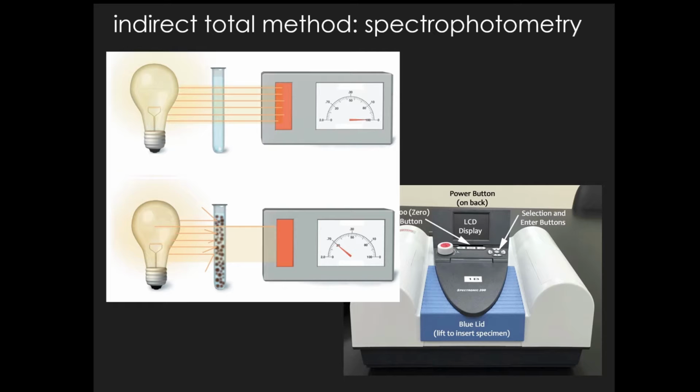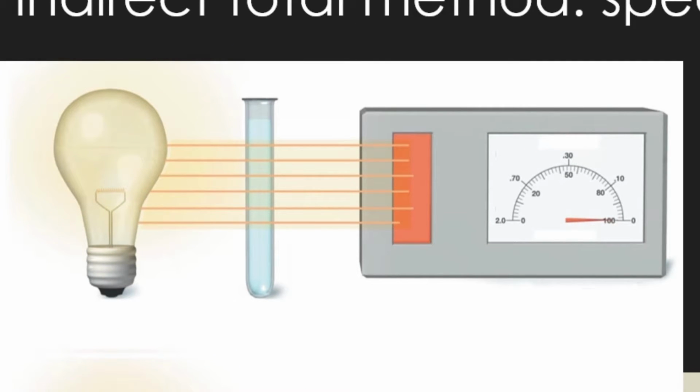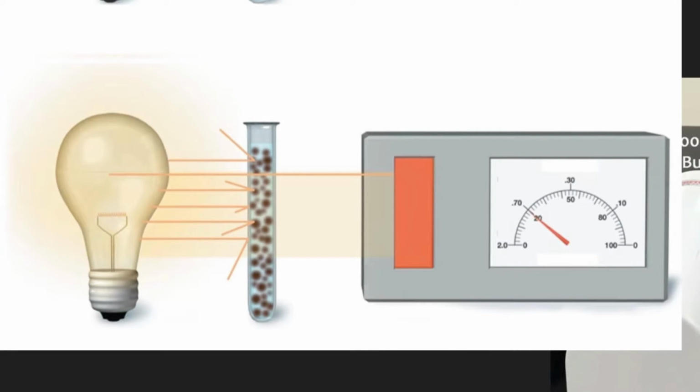So this machine takes that phrase, I can't see through it, and it applies a number to it. At the top here, we have a picture of a light shining onto a culture that has no organisms in it. Notice it has an absorbance of 0 or a transmittance of 100%. But when we have lots and lots of cells, they absorb the light, which keeps the light from being transmitted through, and you end up with an absorbance reading of 0.7 or a transmittance reading of 20%.